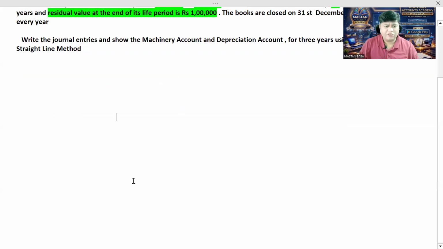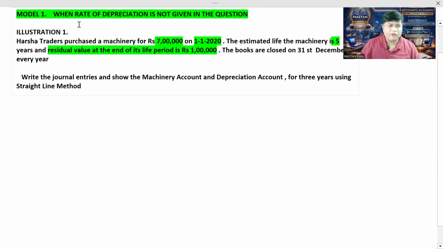So dear students, as we can see, in our example no rate of depreciation is given. So model 1, that is, when the rate of depreciation is not given in the question. So dear students, first of all we'll calculate the annual depreciation.